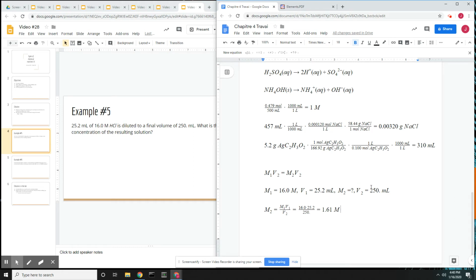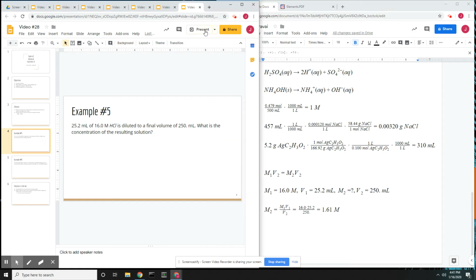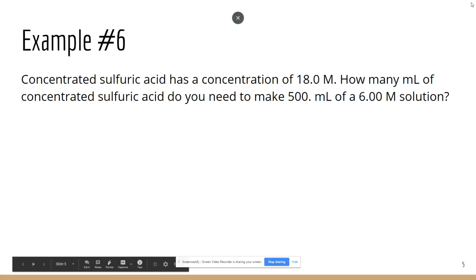Because it's really easy to accidentally make something V2 instead of V1 just by mistake. If you just think to yourself, does this make sense, you'll prevent yourself from making those sorts of mistakes. Pause here.